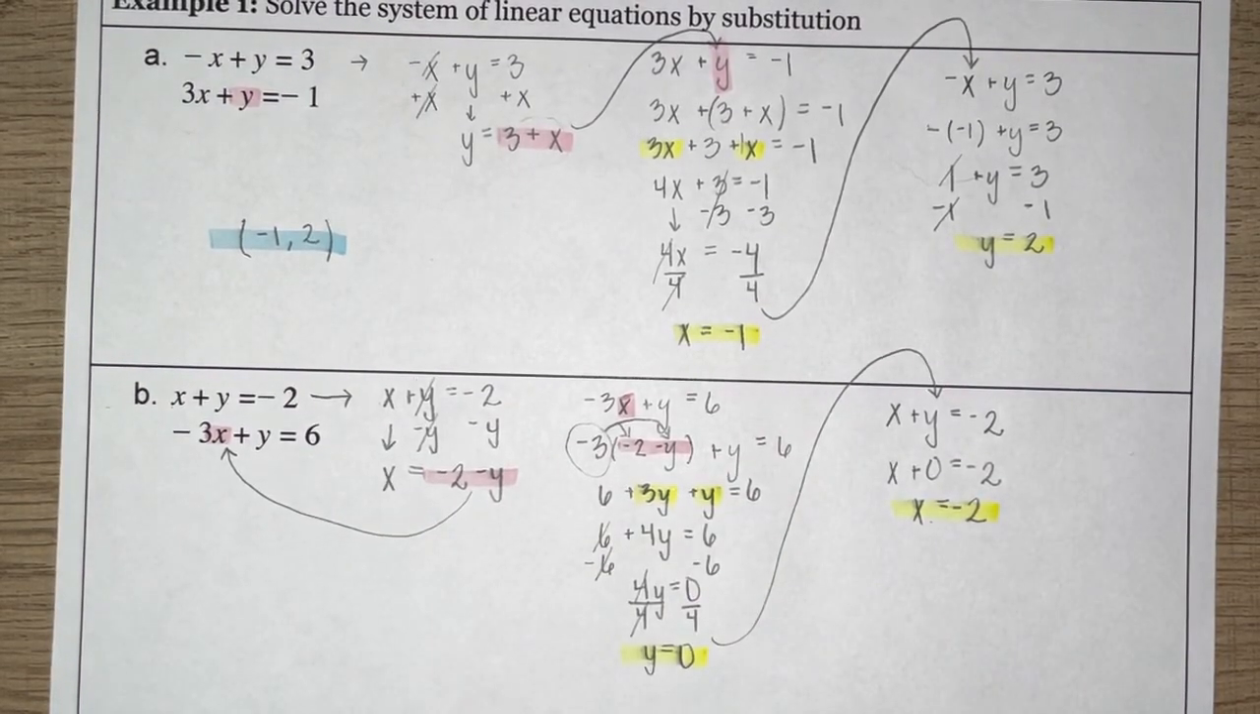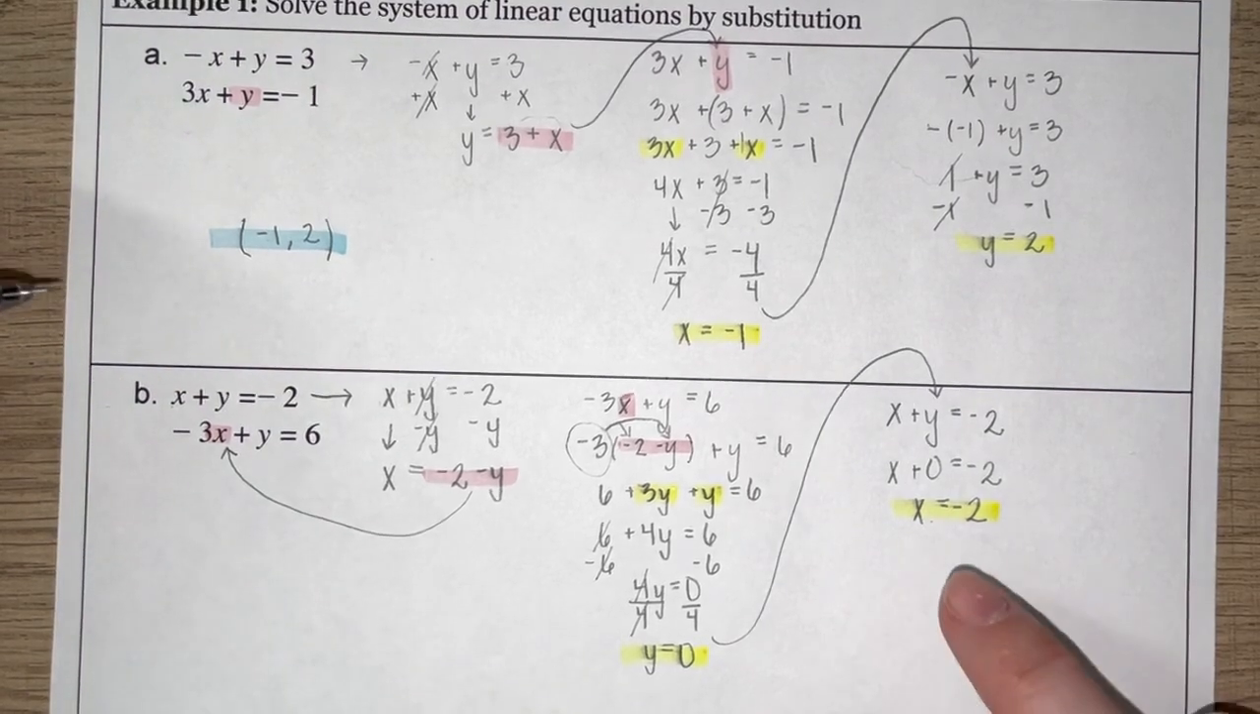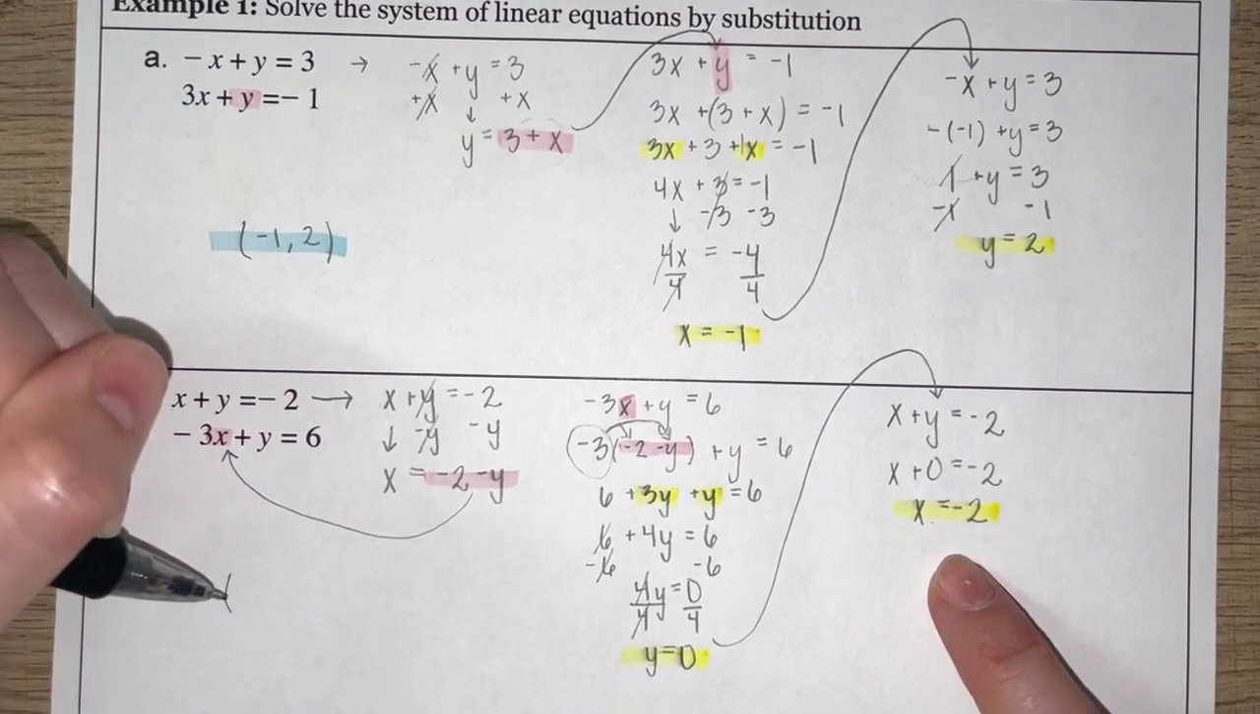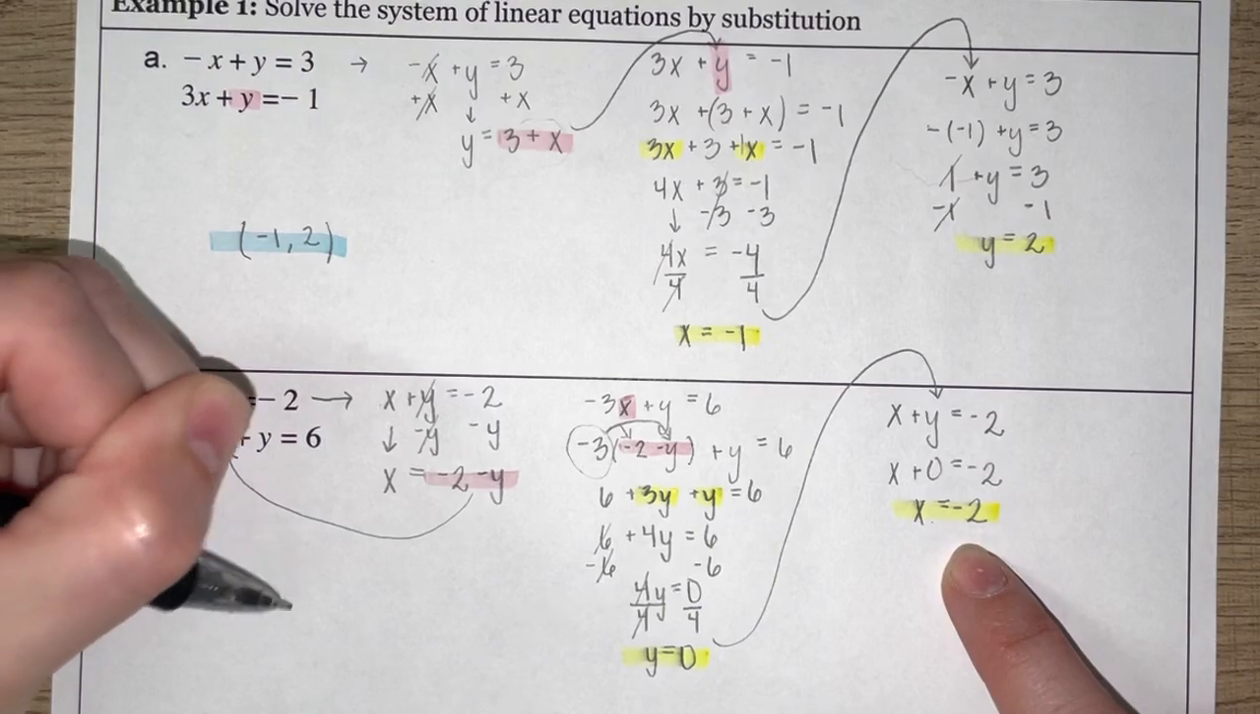So we got y equals 0 and x equals -2. We just need to write our final answer as a point. So x comma y, -2, comma 0.